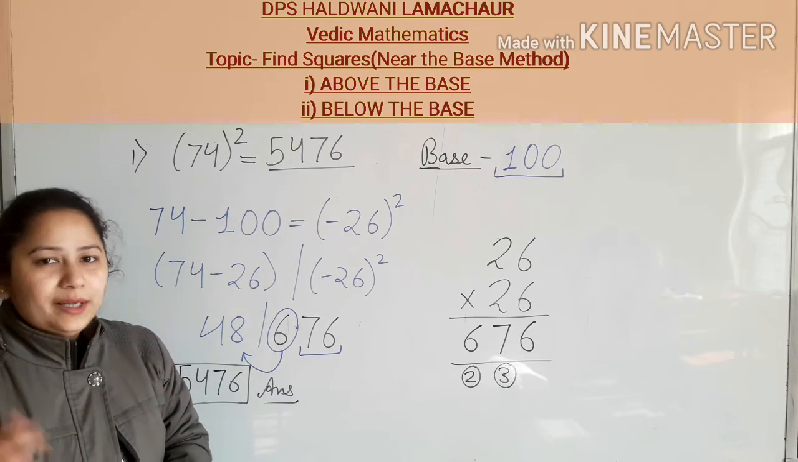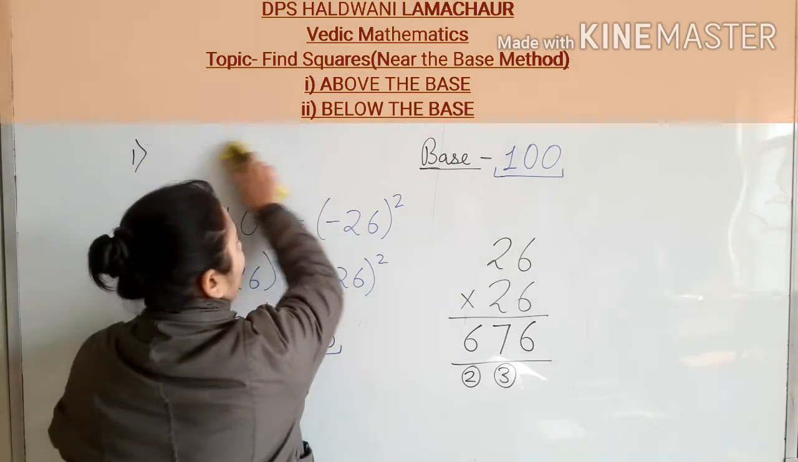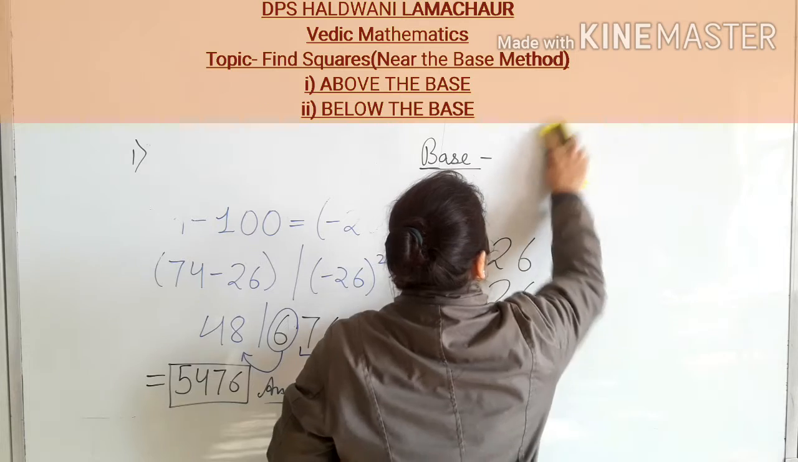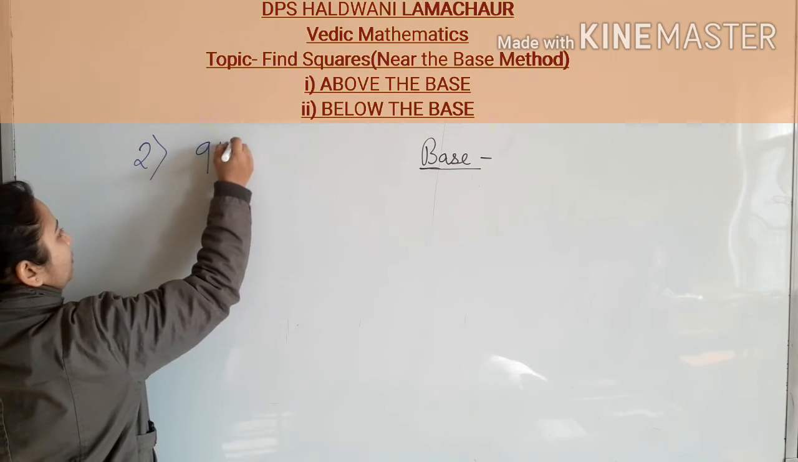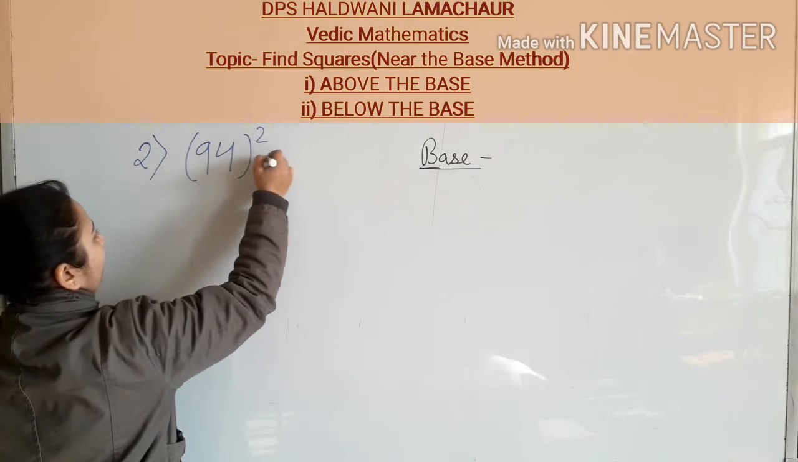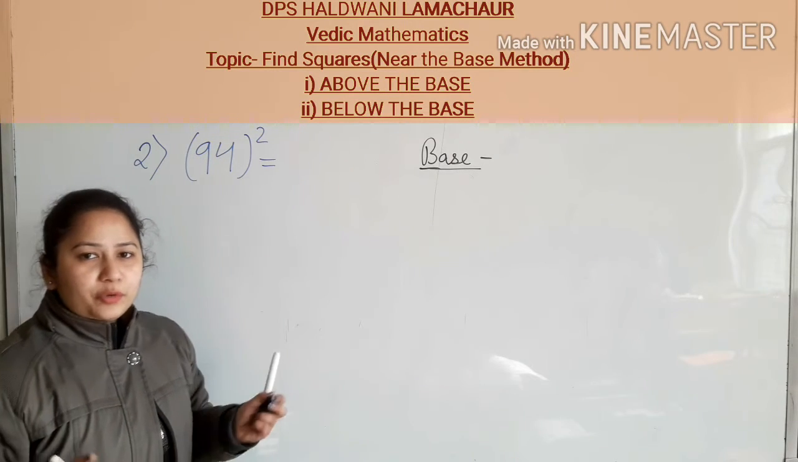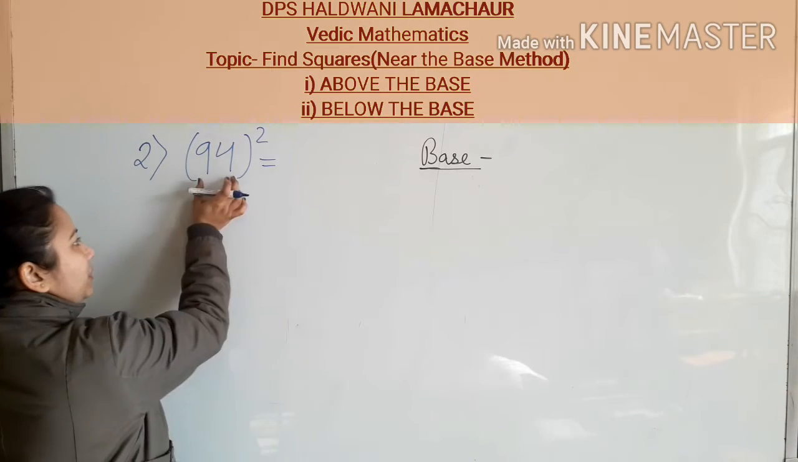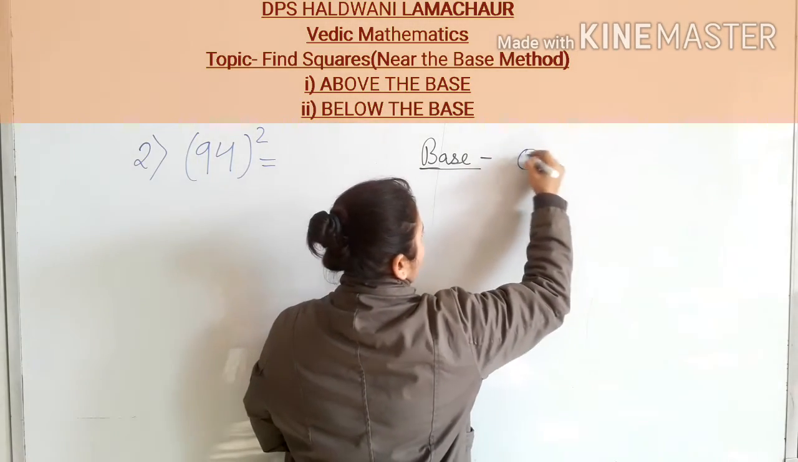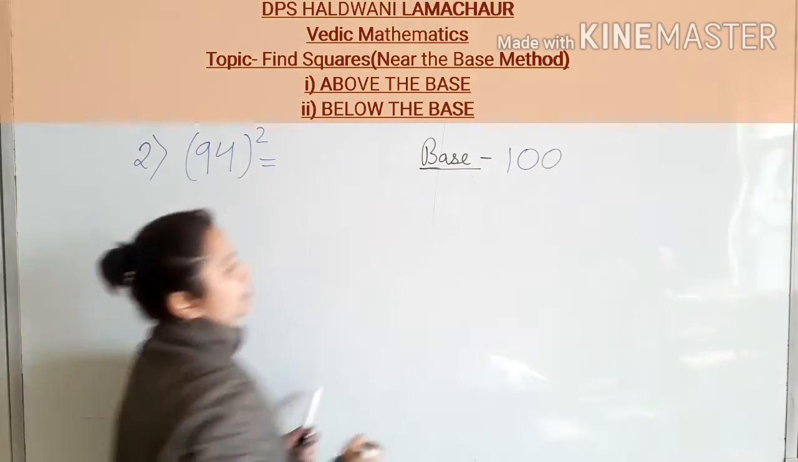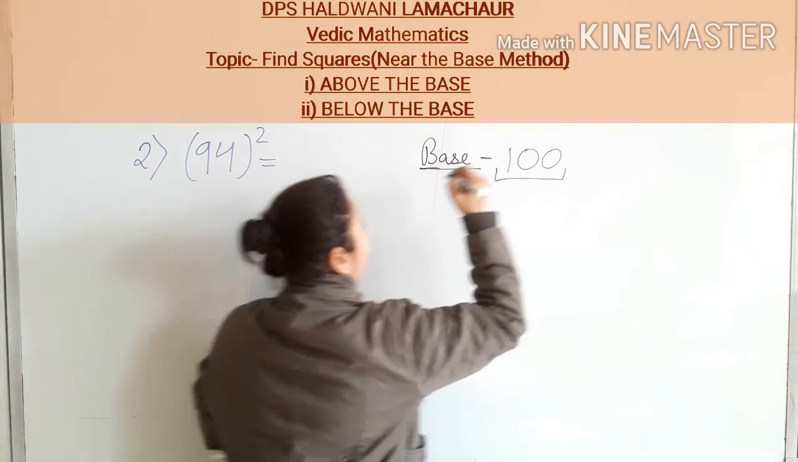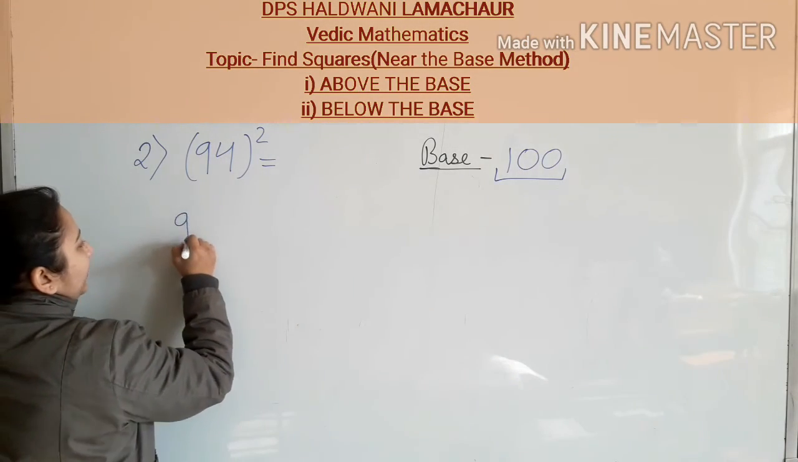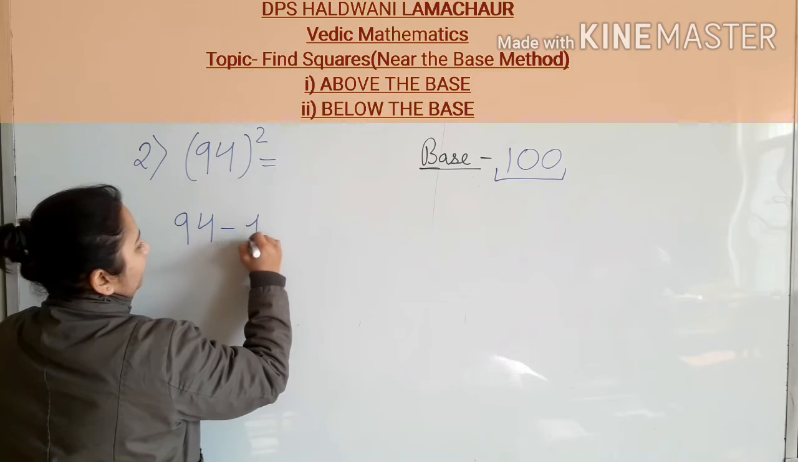Now we will move to our second sum. Our second sum is square of 94. So first of all you have to take the base. See, 2 digits are there. So 2 zeros. And this is your base, it is 100. Now subtract your base from the number.